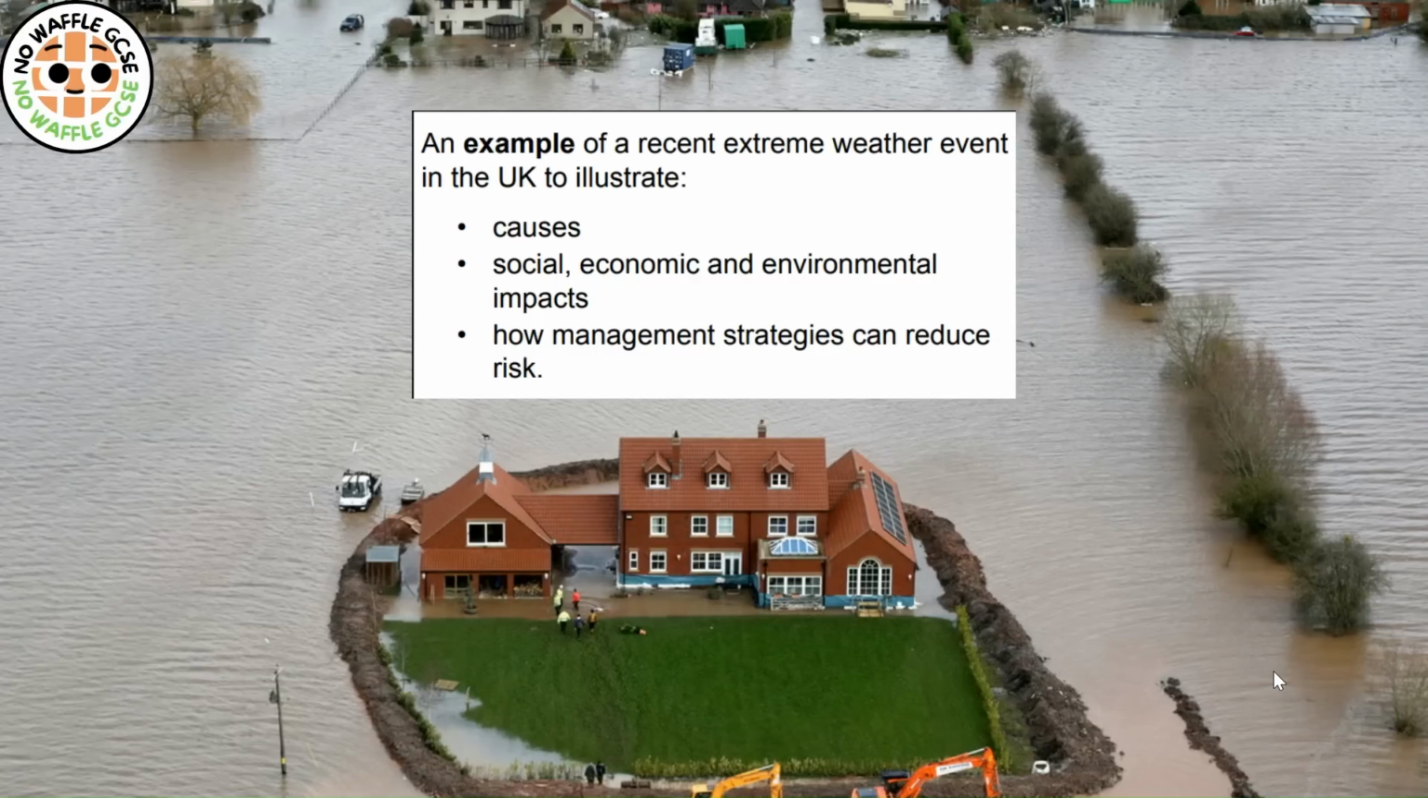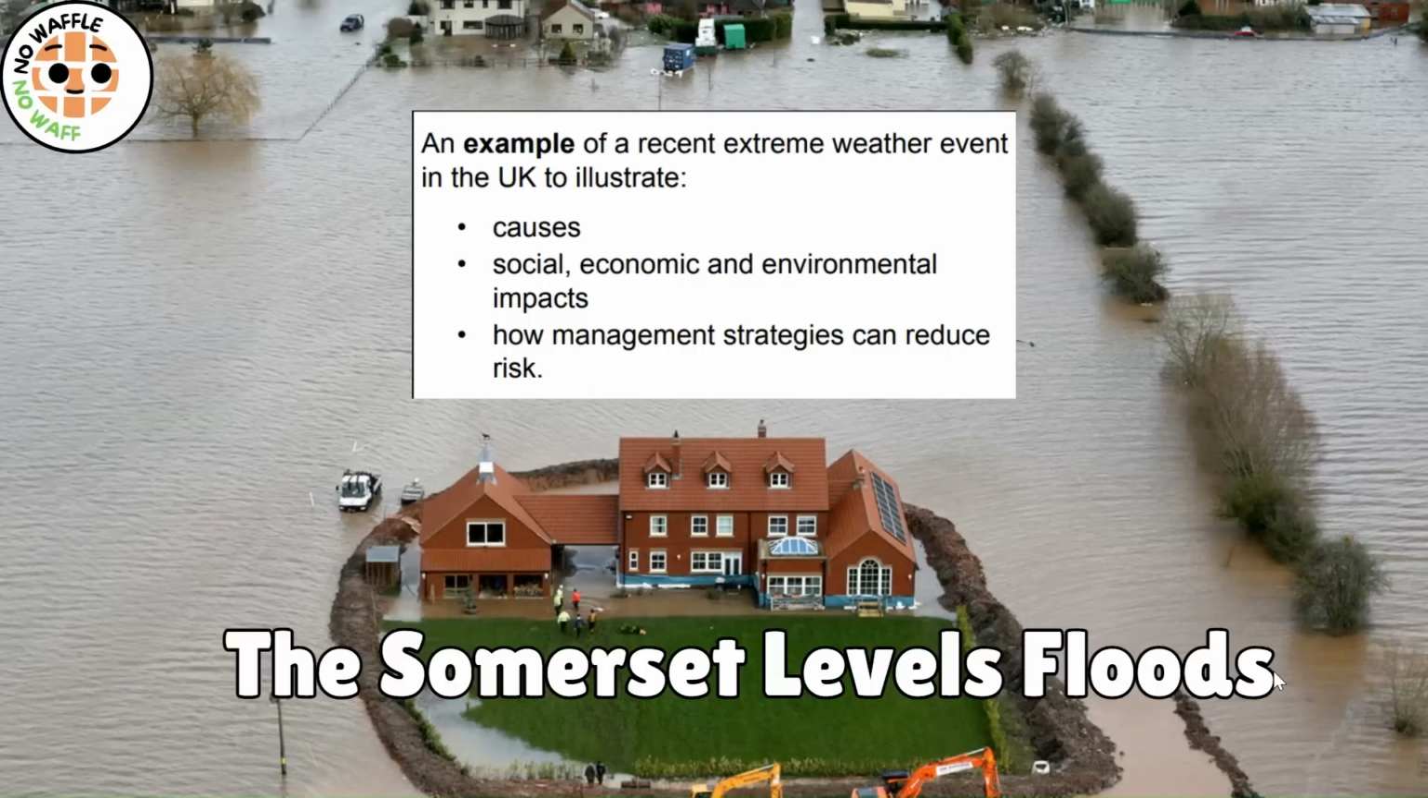Let's look at the third one now. An example of a recent extreme weather event in the UK to illustrate 3 bullet points: causes, social, economic, and environmental impacts, and how management strategies can reduce the risk. So let's look at it. We're going to be looking at the Somerset Levels floods.